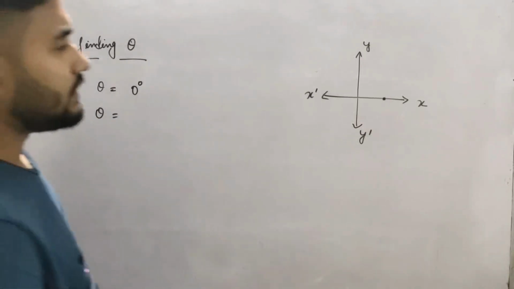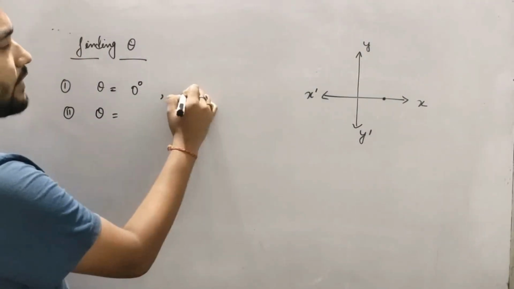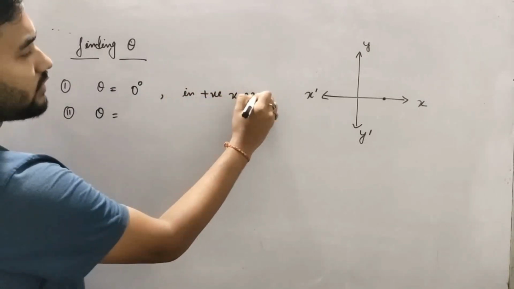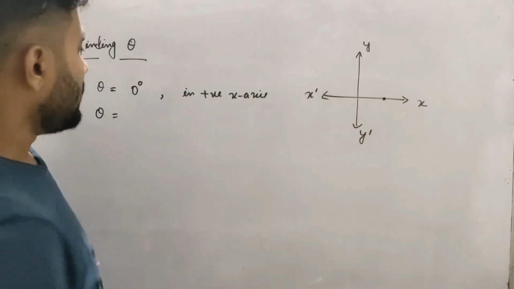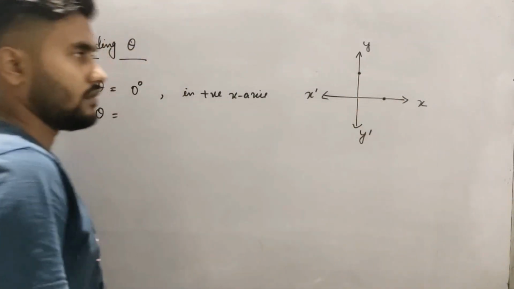What will be the value of theta? Where is the point lying? In the positive x-axis. Okay, what will be the value of theta if the point lies over here?